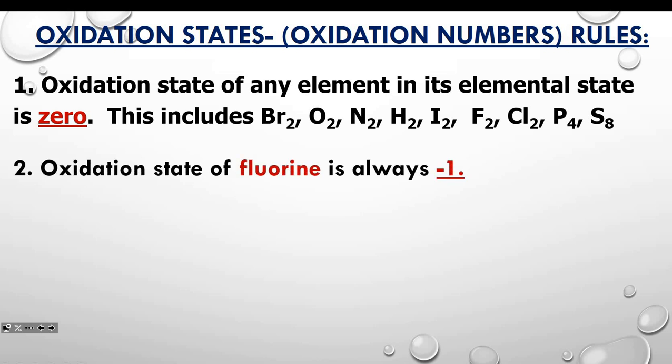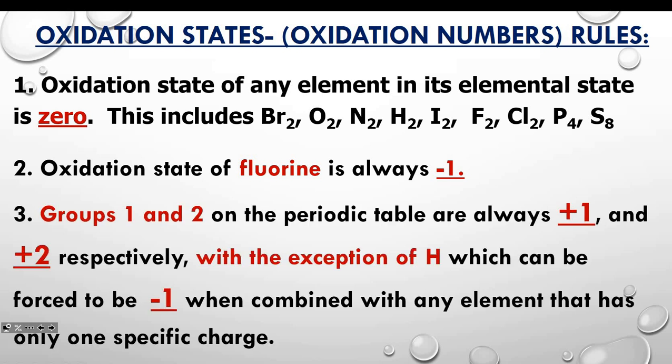Second rule is fluorine is always -1. Doesn't take a different charge, it's always -1. The third rule, groups 1 and 2 have a +1 and a +2, respectively, with the exception of hydrogen, which can be forced to be a -1 when combined with any element that has one specific charge. So that's any element in columns 1 or 2 on the slide. Okay? It can be forced to be a -1. It doesn't like that, but it will do it. So these are just basic rules. If you know these rules, you can figure out any other oxidation state or charge.